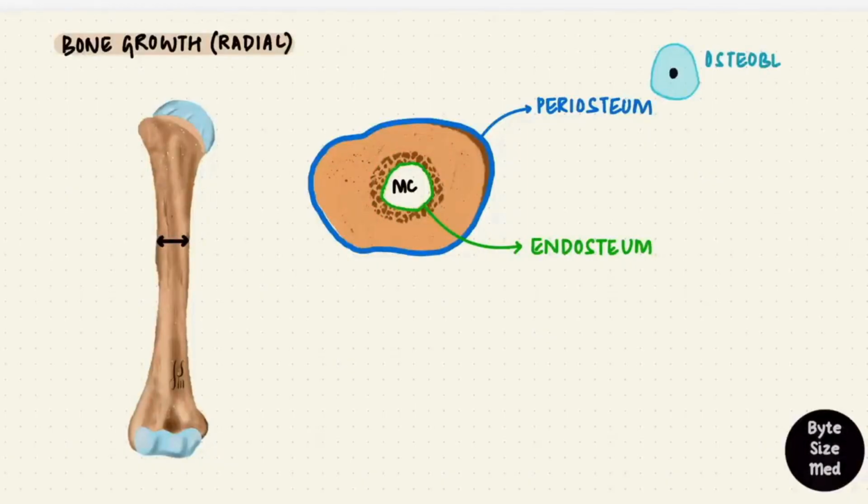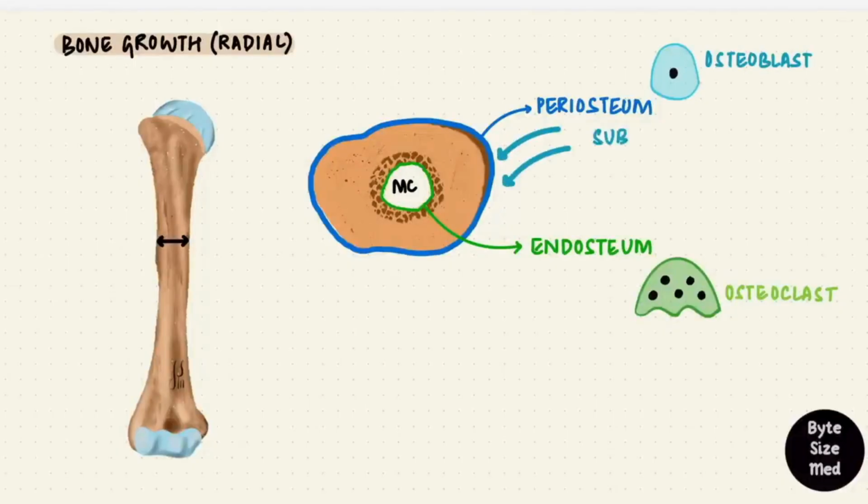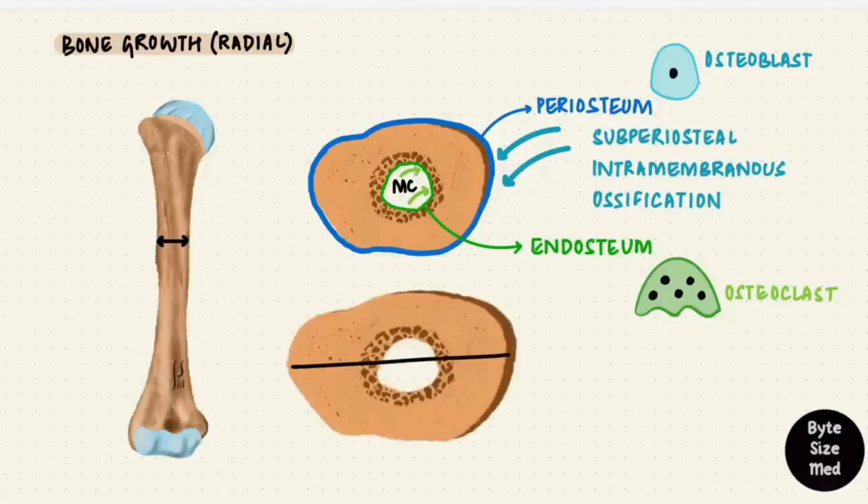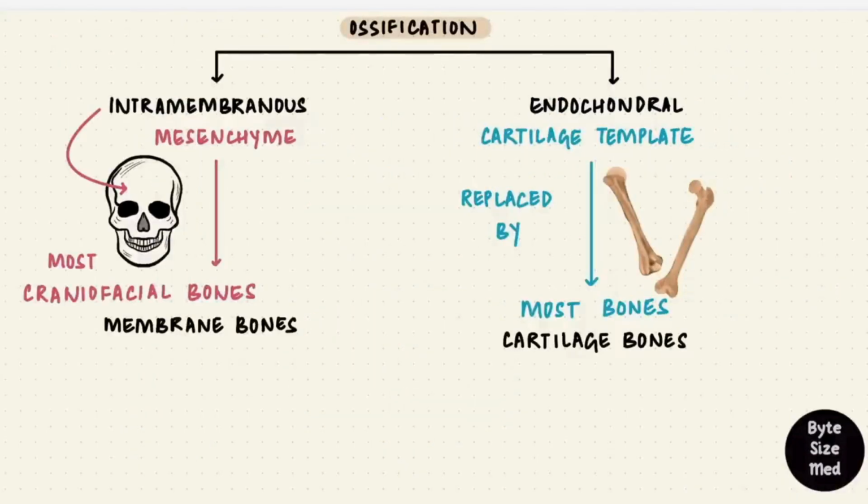These layers have cells. The osteoblasts in the periosteum deposit bone, that's subperiosteal intramembranous ossification, while the osteoclasts in the endosteum digest bone. Both these processes balance such that bone does increase in thickness, while the medullary cavity increases in size as well. So we've got intramembranous ossification without a cartilage template, and endochondral ossification with a cartilage template. And that's how bone develops and grows.